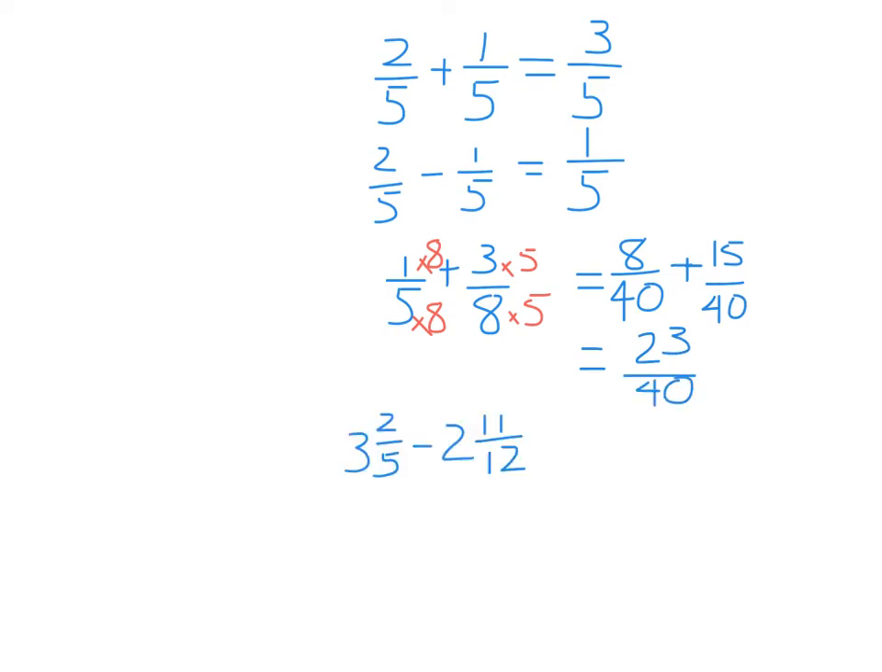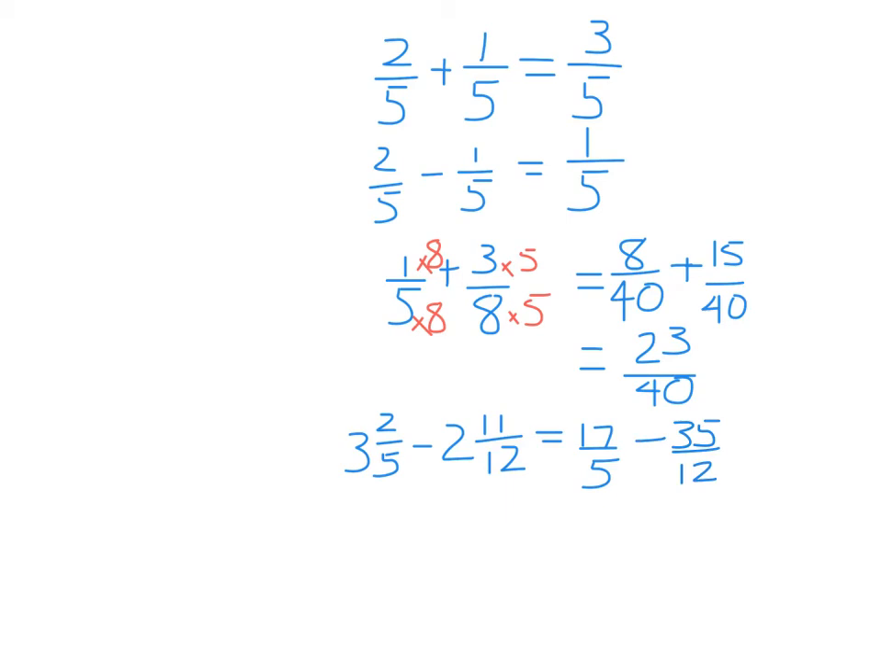So let's now do an example involving mixed numbers. So once again, you might like to make each of these mixed numbers into an improper fraction. So 3 and 2/5. I go 3 times 5 is 15, plus 2 is 17. So that's 17 over 5. 2 and 11/12. 2 times 12 is 24, plus 11 gives me 35. So I get 17 over 5 minus 35 over 12.